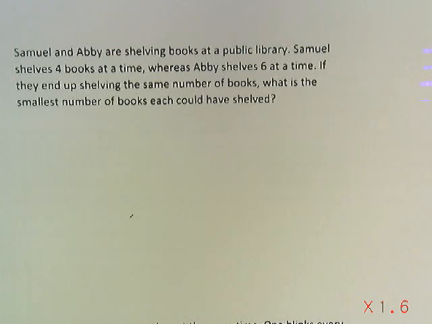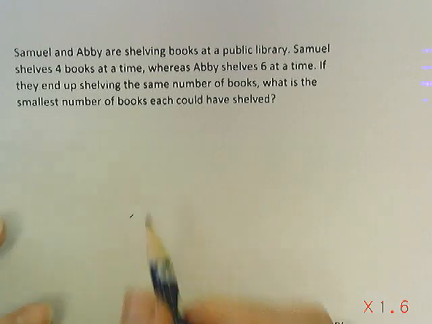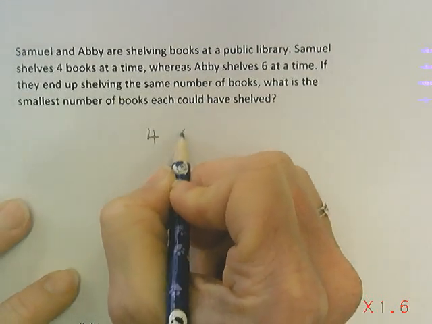So this problem seems a little bit different. I know that Samuel is continuing to put 4 books on the shelf over and over and over. Abby's continuing to put 6 books on the shelf over and over and over. So they don't have a limited number of books that we know about. They can continue to do this over and over until they have gotten to the same number of books. So this is not a GCF problem, this is an LCM problem, since we're continuing to count by 4s and 6s.